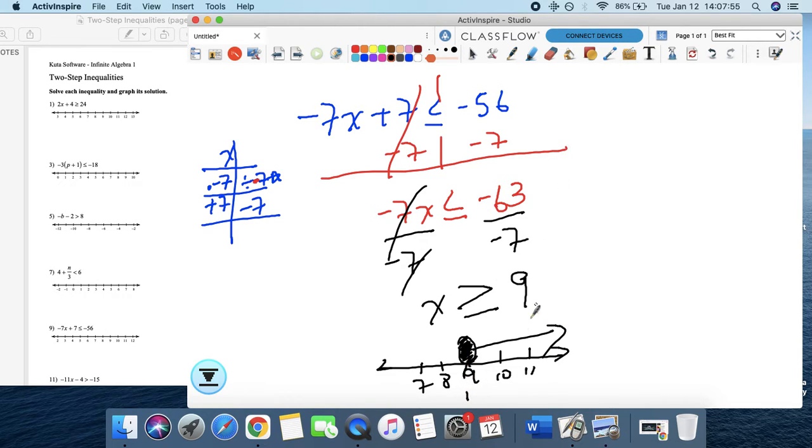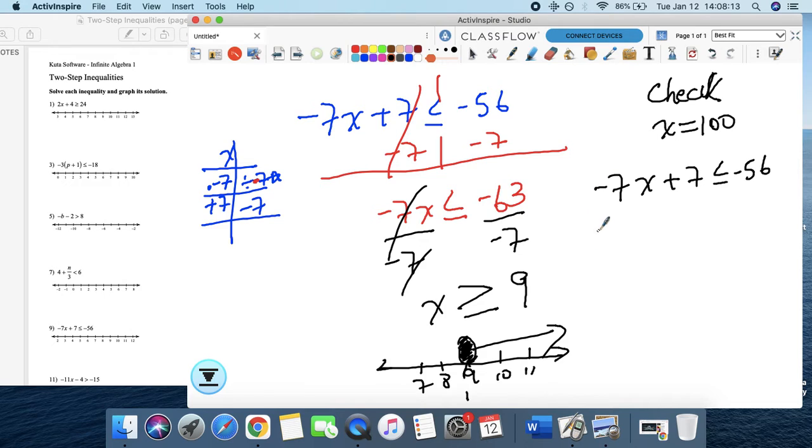Let's pick an easy number. Let's just pick 9. Oh, you know what? Let's pick 100 just to be crazy. So check. We're going to x equals 100 because we can. So -7 times x plus 7 less than or equal to -56. That was my original inequality. I'm going to replace x: -7 times 100 plus 7.